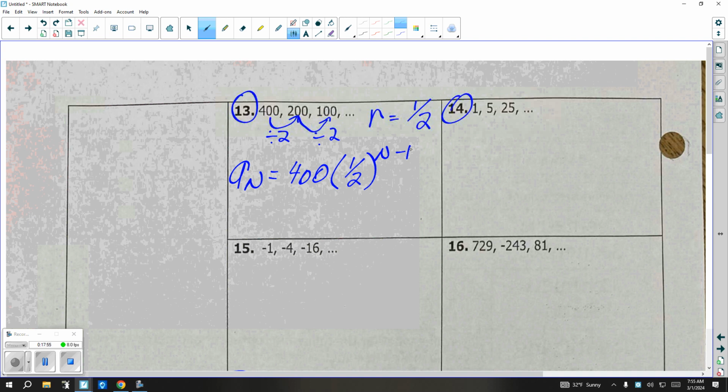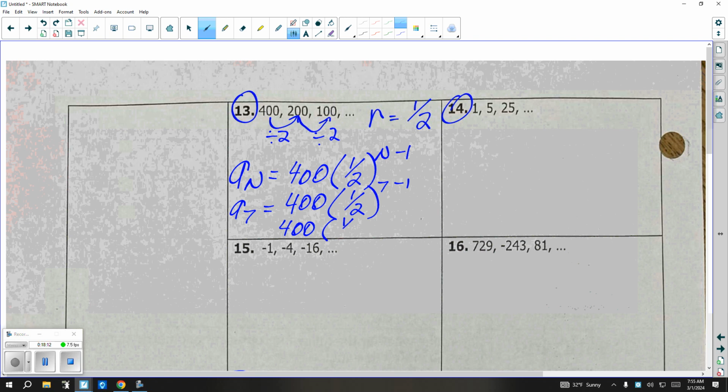So we're still looking for the 7th term. So it's going to be 400 times 1/2, and then that's 7 minus 1. But that's 400 times 1/2 to the 6. Crank that out in my calculator. If I do 400 times 1/2 to the 6, make sure you're using parentheses, please. You should get 6.25.